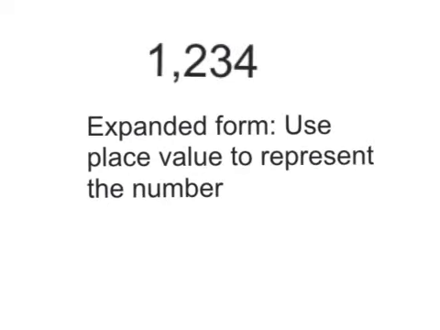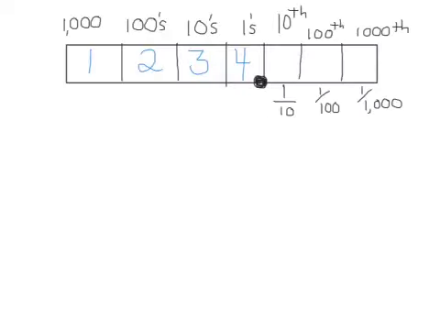And then when we use expanded form, we're actually going to use place value to represent the number. So we have to use place value to represent 1,234. So let's look at the number 1,234. If I want to write it in expanded form, I know that I have 1,000, this is how we start, plus 2 hundreds, plus 30, plus 4. So that's the first step in the expanded form, just expanding out each place value.